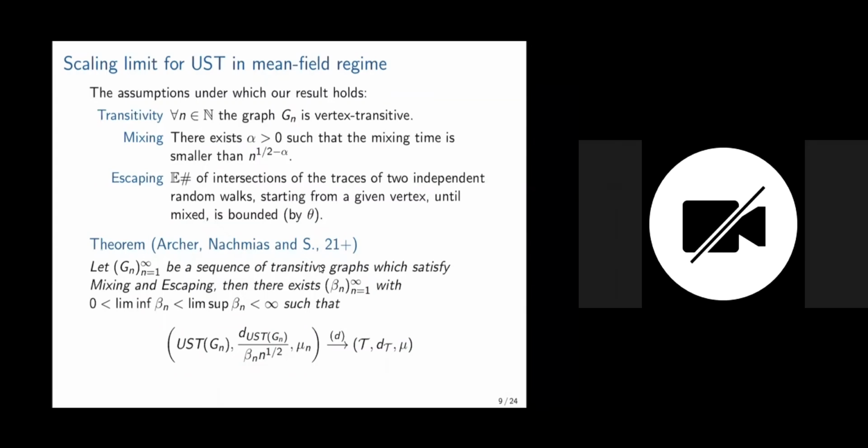Matan, aren't there bounds on the degree in the theorem? I wouldn't expect that, without some information on the degree, you really have the limit infimum of beta n being positive.